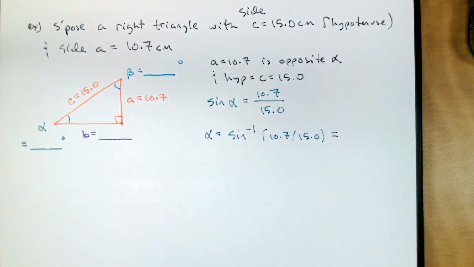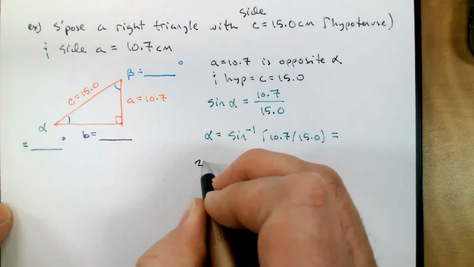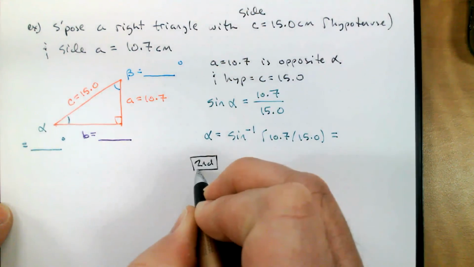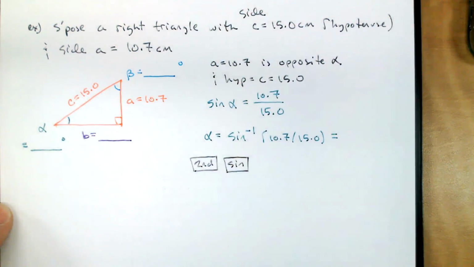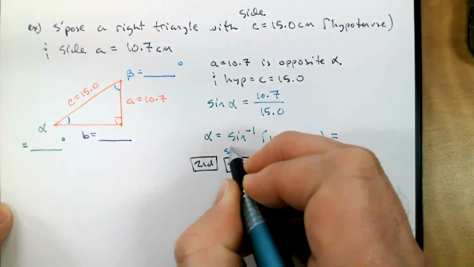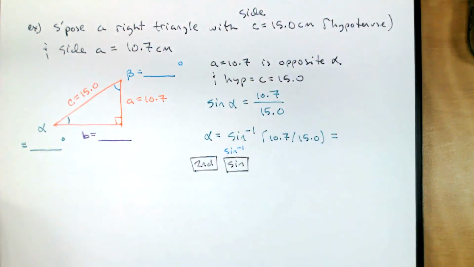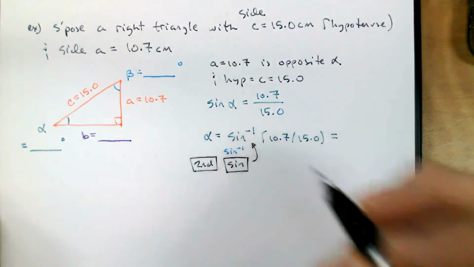If you have a TI-84 calculator, this is how you're going to type it as well. Exactly like this. You're going to press second sine to get the sine inverse function. Then you're going to put parentheses. Actually, I think the 84 puts parentheses for you. And you just do 10.7 divided by 15.0. Because when you press second sine, that brings up the sine inverse above it. Those are the buttons for that command.